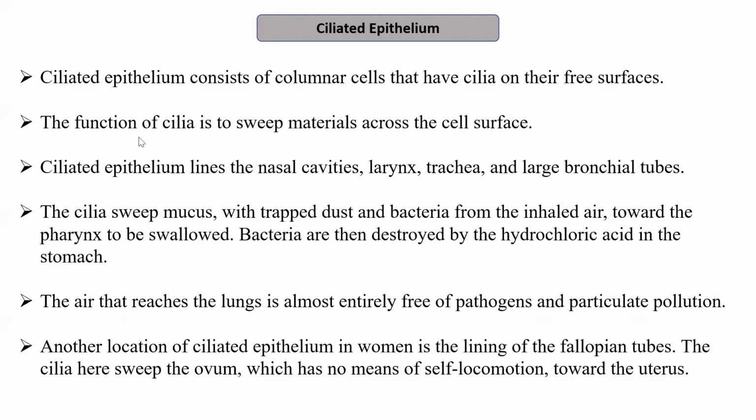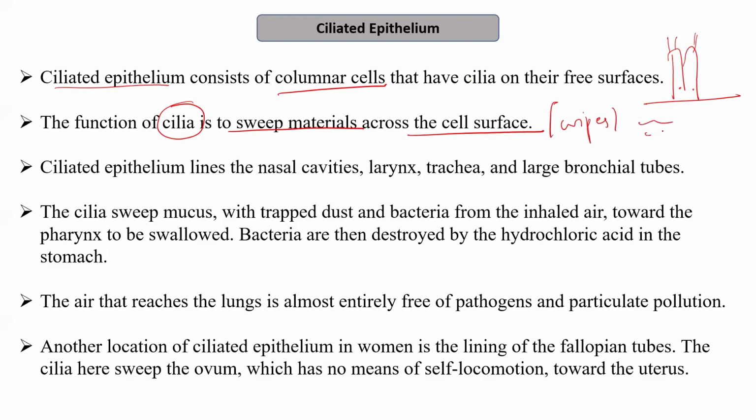So the next is the ciliated epithelium. As the name suggests, ciliated epithelium consists of columnar cells, that is, elongated cells that have cilia on their surface. And what is the function of cilia? The function of the cilia is to sweep the materials across the cell surface. So it sweeps the material along the cell surface. Ciliated epithelium lines the nasal cavity, the larynx, trachea and large bronchial tubes.